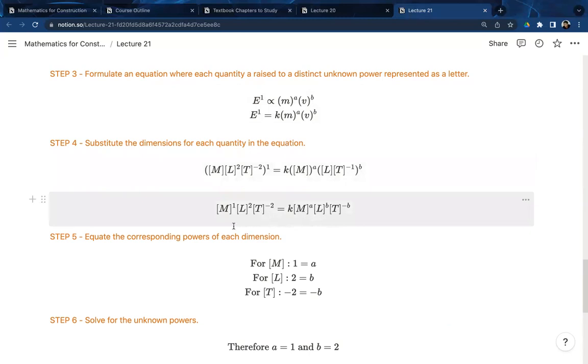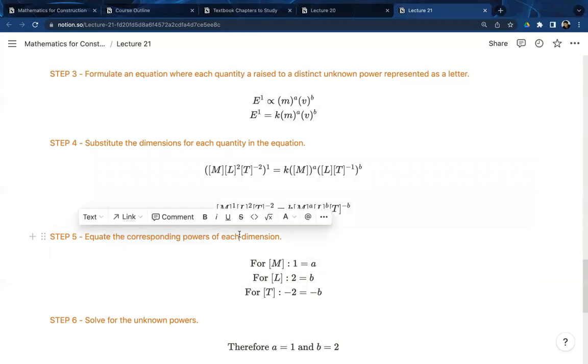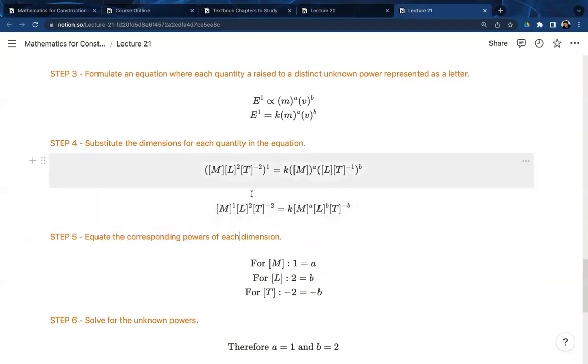So we simplify this, we get these powers here for each dimension. On the left hand side, M is raised to the power 1, but on the right hand side, M is raised to the power A. We combine all the powers, okay? So then A had to be equal to 1, right? This is the next step, equate the corresponding powers of each dimension. Similarly, on the left hand side, L is raised to the power 2, but here L is raised to the power B. So 2 is B. So we find A and B already.